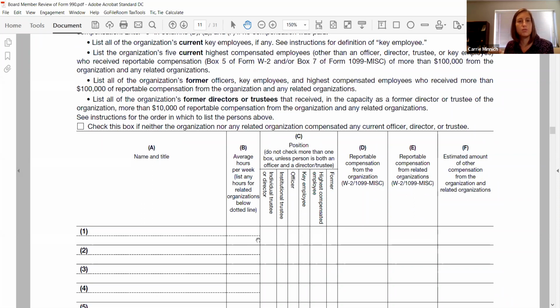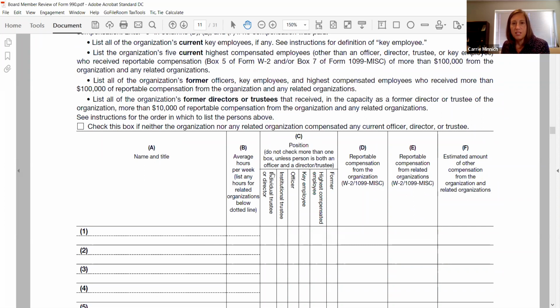A lot of times it's 1 or 2 hours, which is fine. However, you're also going to need to list your executive director or CEO here as well, because they're considered an officer of the organization. And that person probably works more than 40 hours a week. So oftentimes I'll see the executive director listed with 40 hours, which is fine if that's what you want to report and that's what they work. However, if they work 60 hours, put down 60 hours. That's what their average hours are.